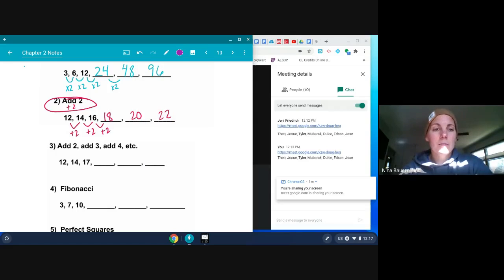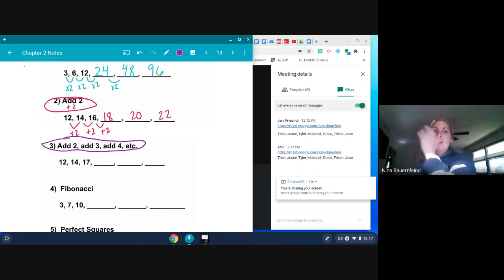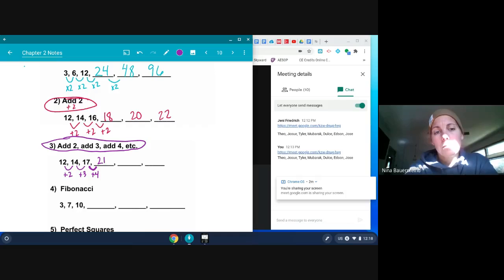So with the next one, this is where it's helpful to write the things below it. This one says add 2, then add 3, then add 4, then it would be add 5, add 6, add 7, and so on. So here, 12 plus 2 is 14. 14 plus 3 is 17. What are we going to do right here? Add 4, which is 21. Then we're going to do add 5, which is 26. And then add 6 and it's 32.